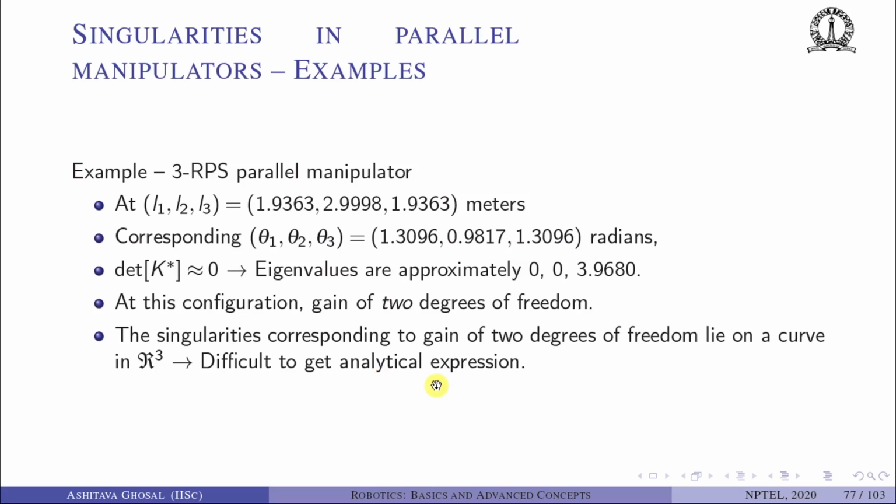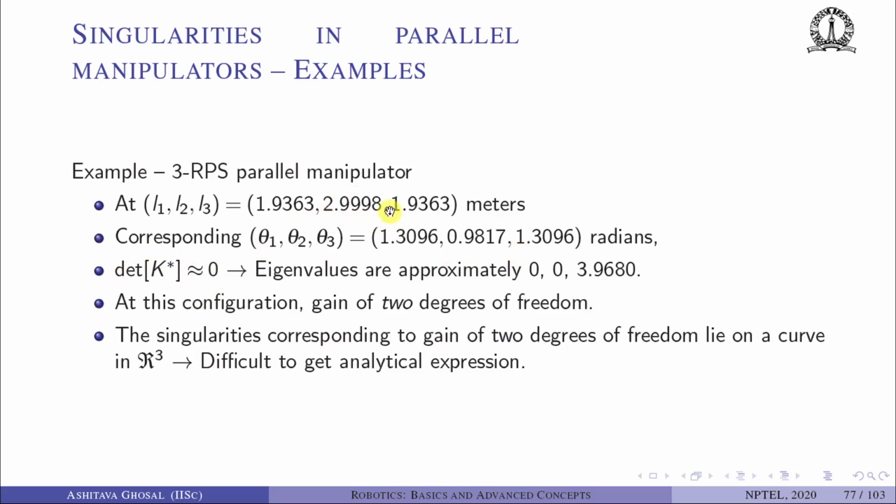Let's continue. This 3RPS is a simple manipulator. We can do more work with it. So at L1, L2, L3 given by these values, 1.9363, 2.9998, 1.9363 meters, the corresponding theta 1, theta 2, theta 3 are given by this. Okay. And it turns out the determinant of K star is also very close to 0.